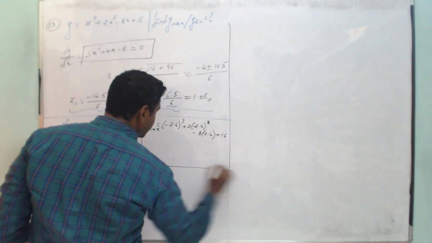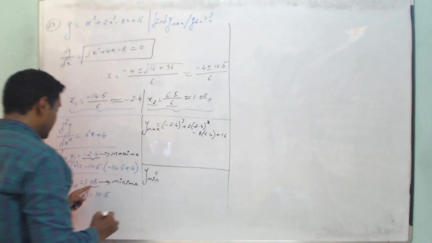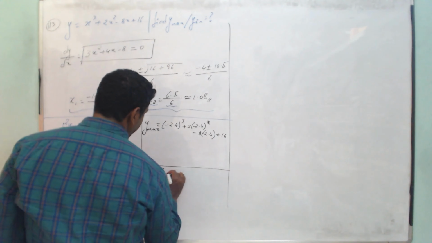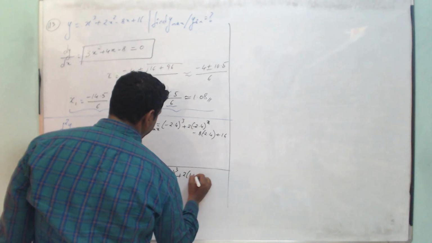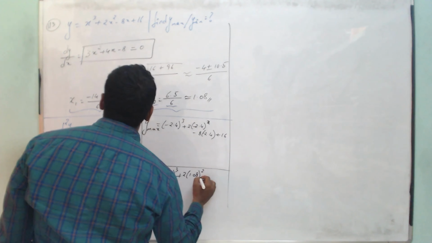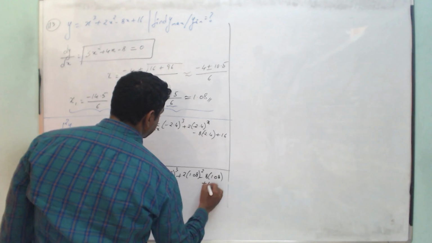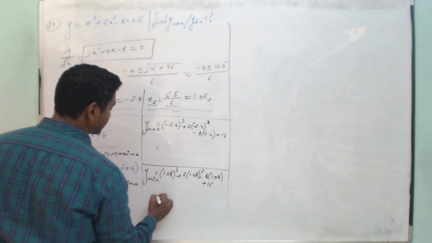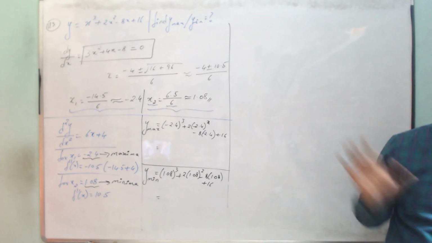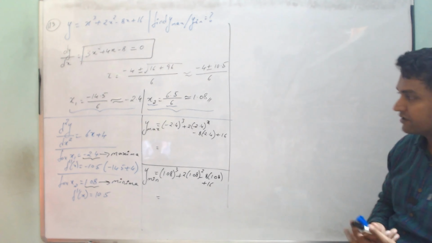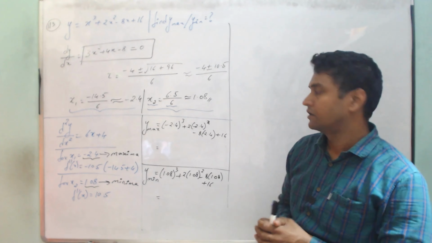And for y minima, yes, 1.08. I'll substitute 1.08. So 1.08 whole cube plus 2 times 1.08 whole square minus 8 times 1.08 plus 6. So we'll get some values. You don't have to solve it right now. Eventually, we will get some values, that is for sure. If we know the values, we can plot the graph even better.